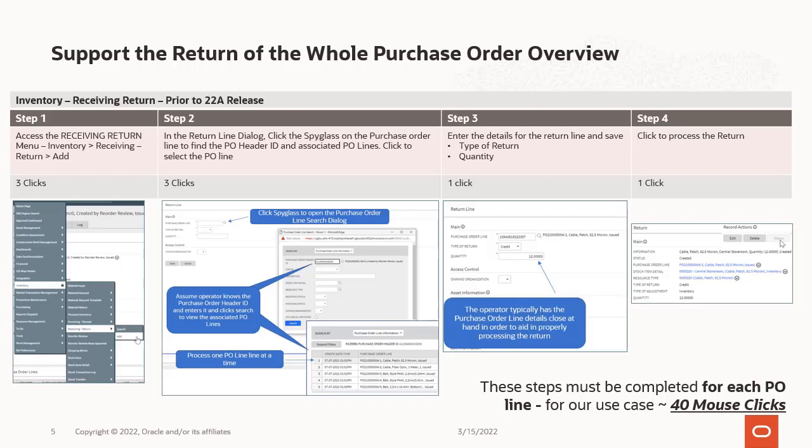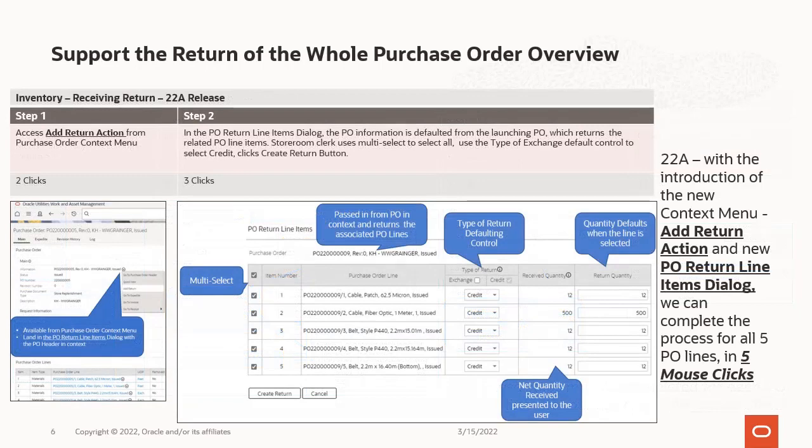Adding up those mouse clicks for a single purchase order line, we're at 8 mouse clicks. These steps are repeated for each line, so 5 purchase order lines times 8 mouse clicks per line adds up to 40 mouse clicks in order to process 5 receiving return records. Now, let's compare how this same example is processed in 22A.